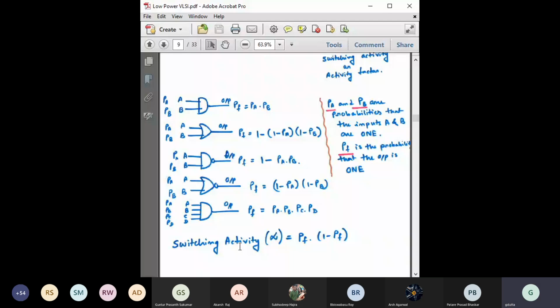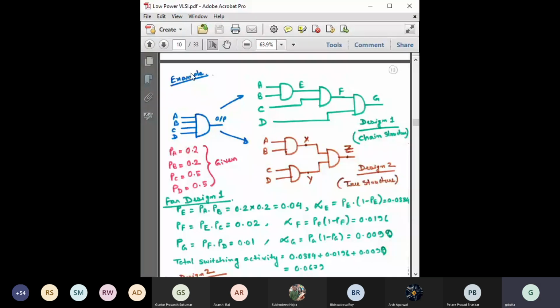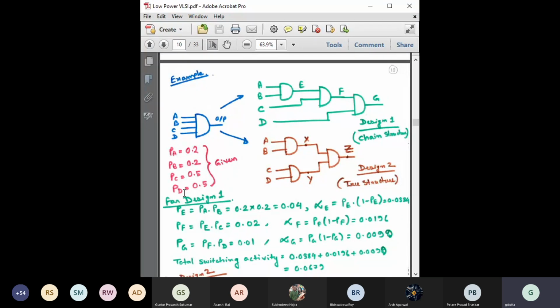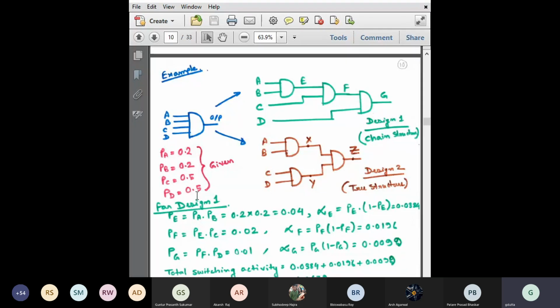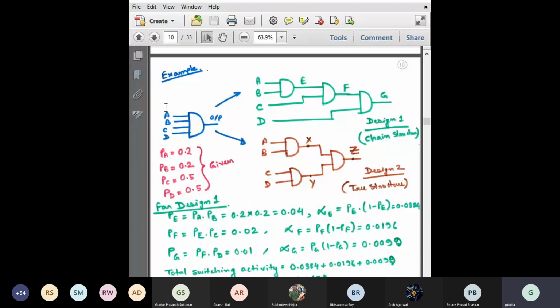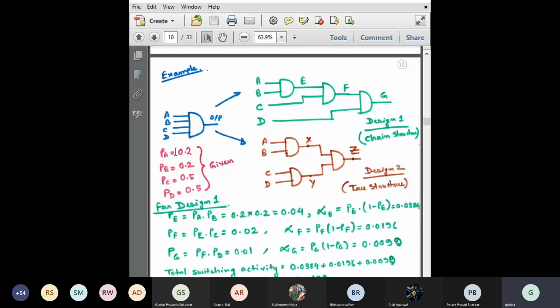If yes, then let us see one example. Say we have to design a 4 input AND gate. Here the probability factors are written like this: PA is 0.2, PB is 0.2, PC is 0.5, PD is 0.5. What does this mean? That means the probability of the input A to be equal to 1 is 20%.